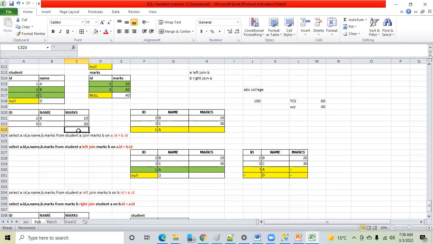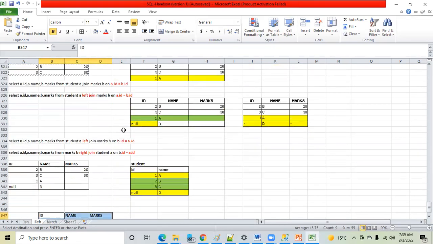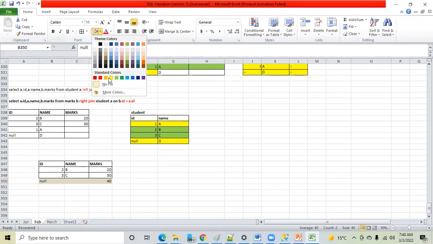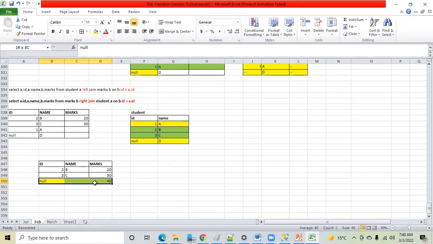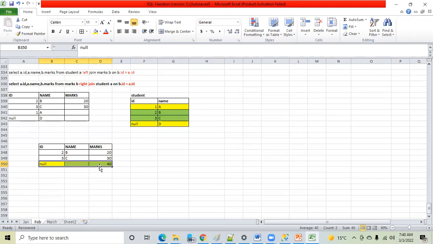Okay, so now his requirement is that, show me this data, but apart from this, show me the marks as well for a student whose ID and name is not present. So he wants to show this data as well. Okay, is the problem statement clear? He wants to display this data as well. Now this data is present in which table? Marks table, correct? Yes.